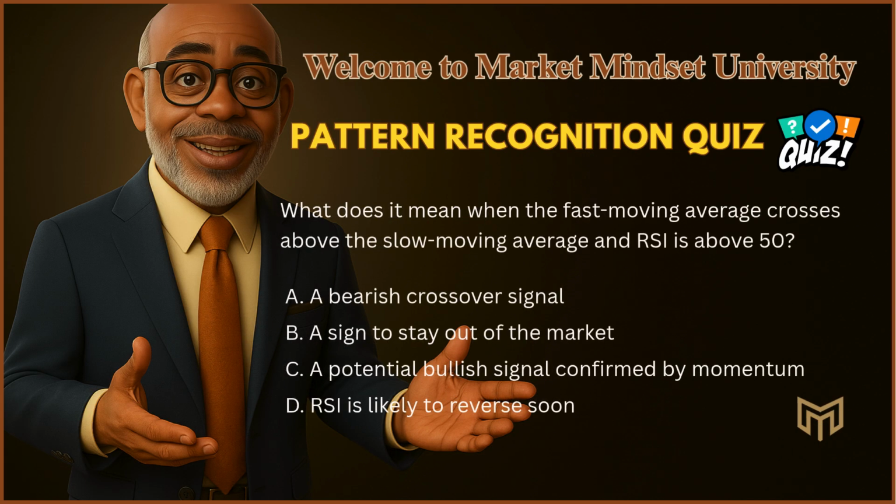Question 1. What does it mean when the fast-moving average crosses above the slow-moving average and RSI is above 50? Is it A, a bearish crossover signal, B, a sign to stay out of the market, C, a potential bullish signal confirmed by momentum, or D, RSI is likely to reverse soon? You have 10 seconds to record your answer. If you ever need more time, feel free to pause this video.